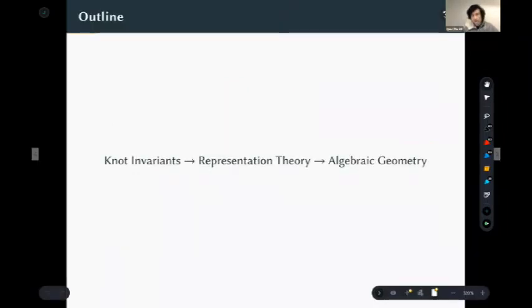Here's the rough outline of the talk today. I will start with motivation from knot invariants, and then I will move on to tell you how representation theory actually allows us to construct and understand knot invariants. And then I will pose a problem within the framework of representation theory. And then I will say how algebraic geometry actually allows us to solve this problem, and also future work on how to apply this theory and attack various conjectures in the field of knot invariants.